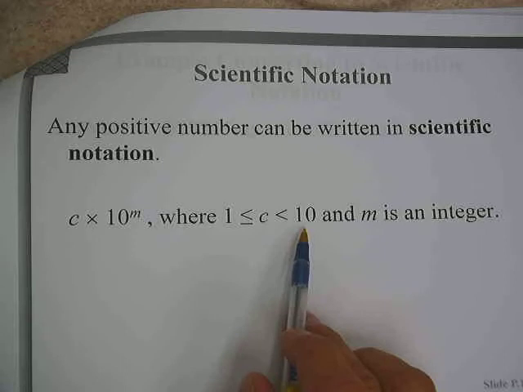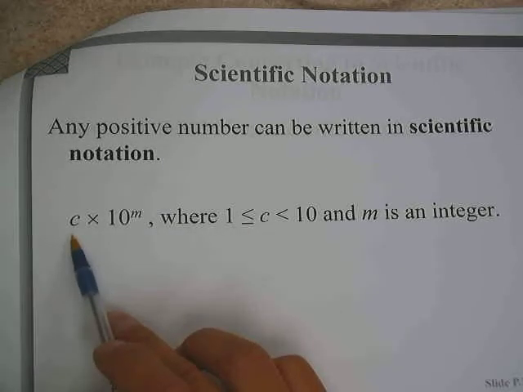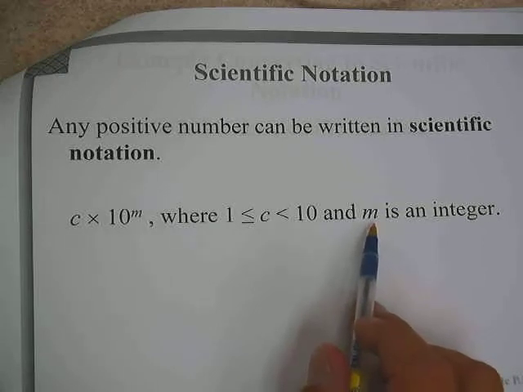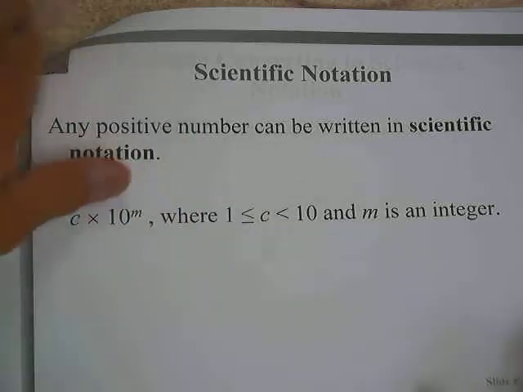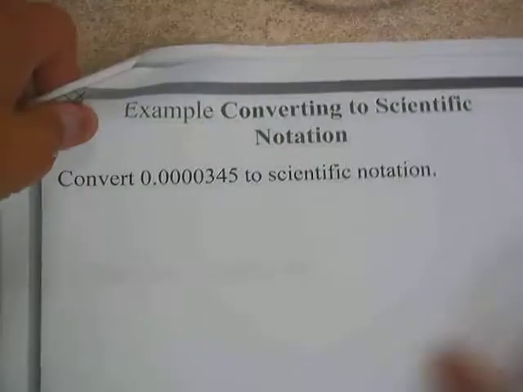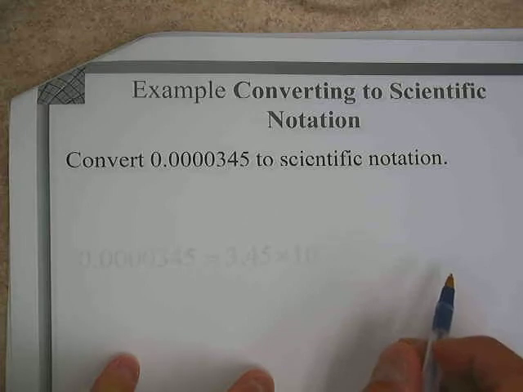It can't be 0.9 because that wouldn't be in this range. So it could be 1 or anything bigger than 1, but it can't be 10, and it has to be less than 10. In other words, a single-digit number that's 1 or greater. That is what that c needs to look like. And then m has to be an integer, so it could be a positive whole number, or it could be negative as well.